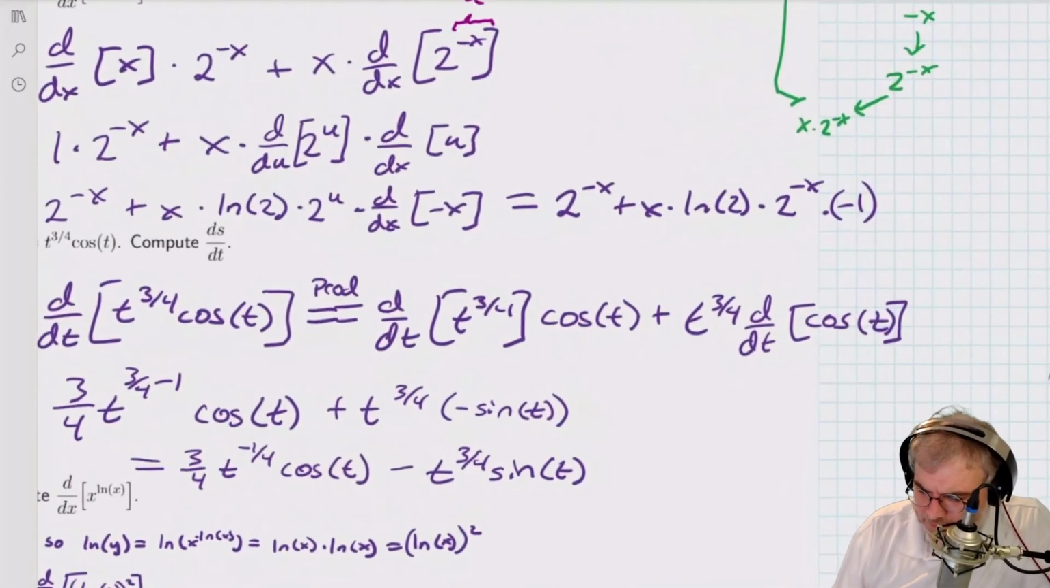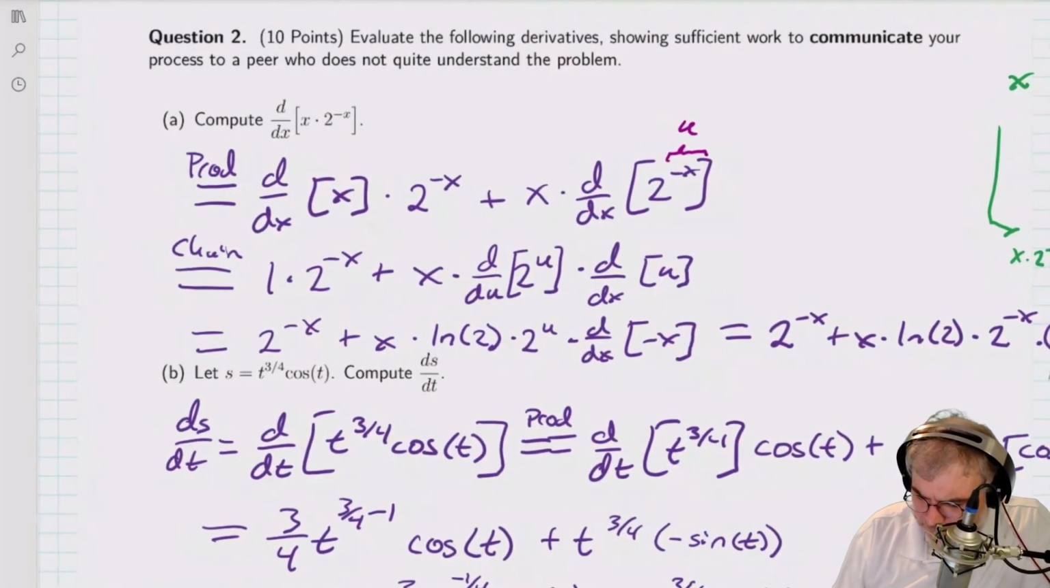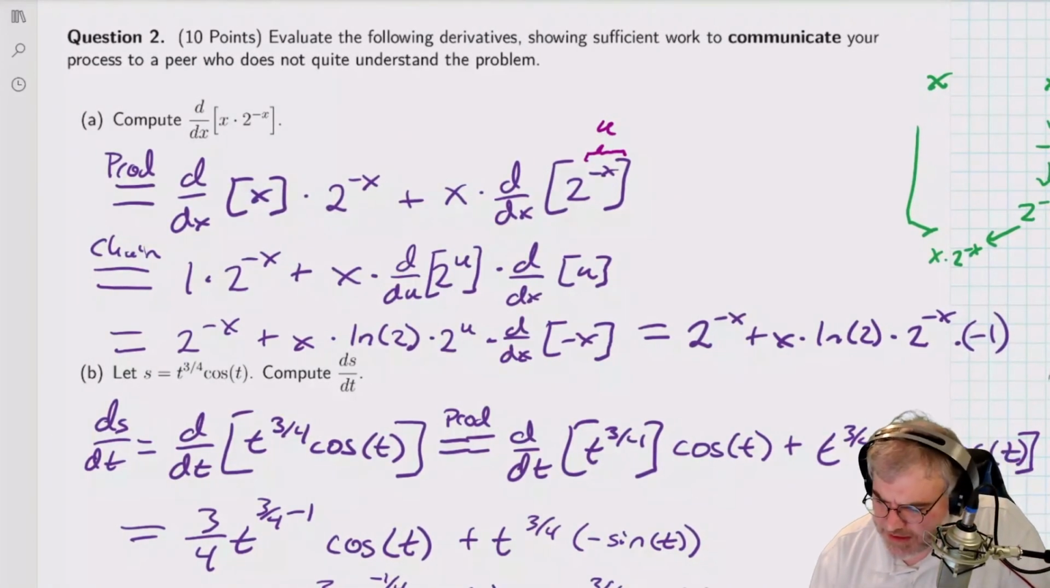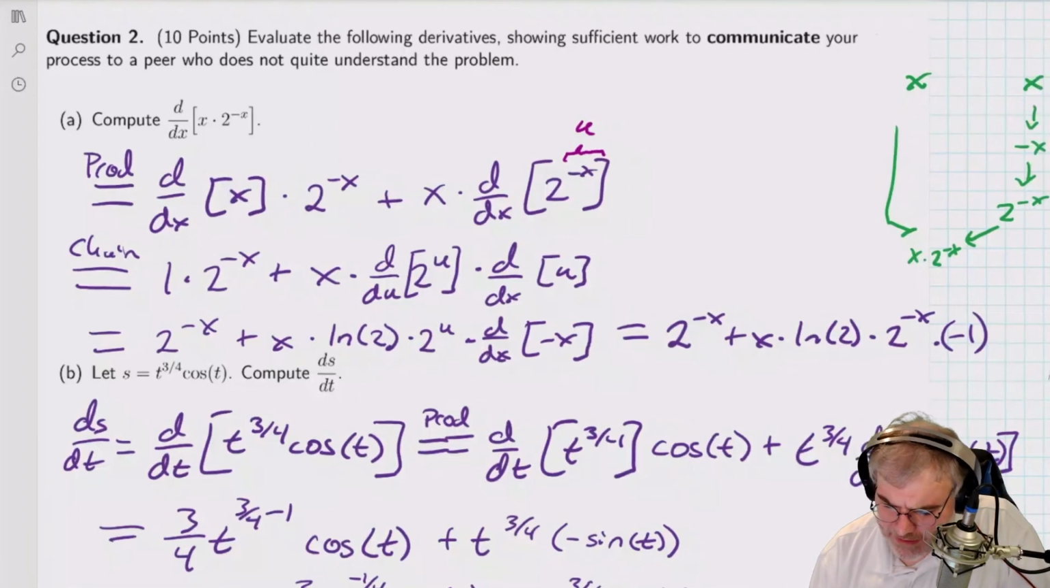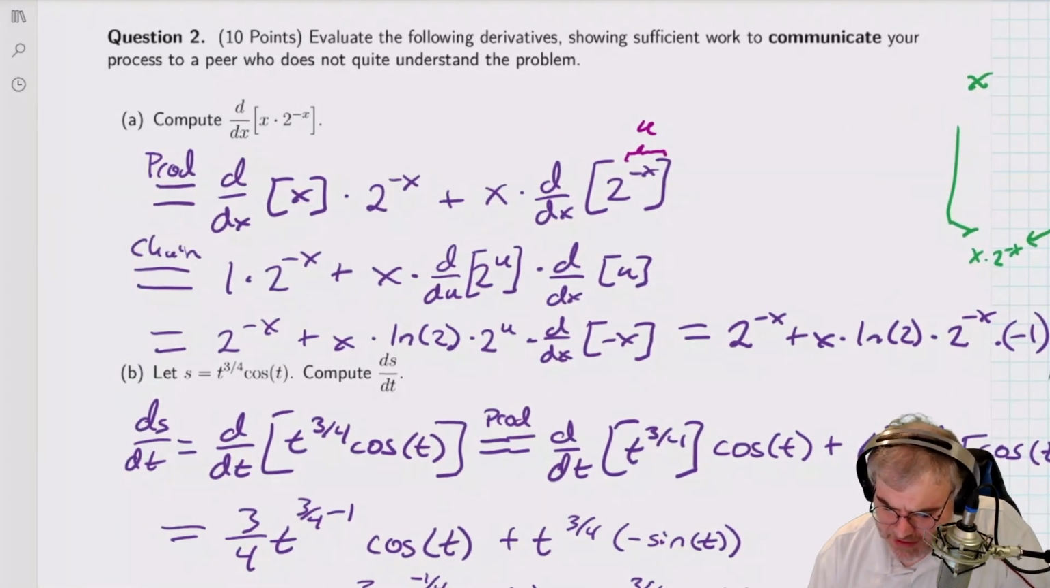Okay, let's look at these problems here. All right, so this thing, x has a lot of convoluted journey, but there's this x, negative x, 2 to the negative x times 2 to the negative x here. So the outer thing is a product. I'm going to take the derivative of the first times the second plus the first times the derivative of the second, and I'm going to call that little negative x there u.